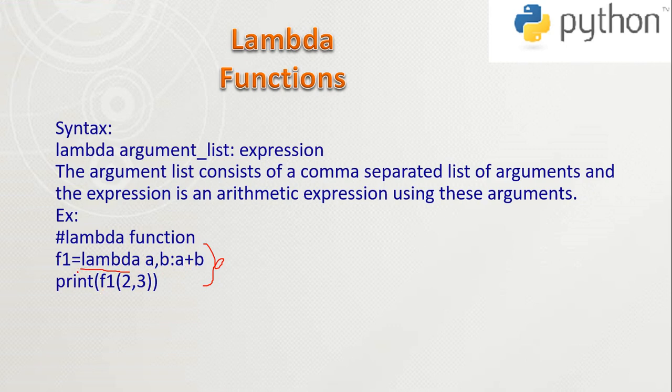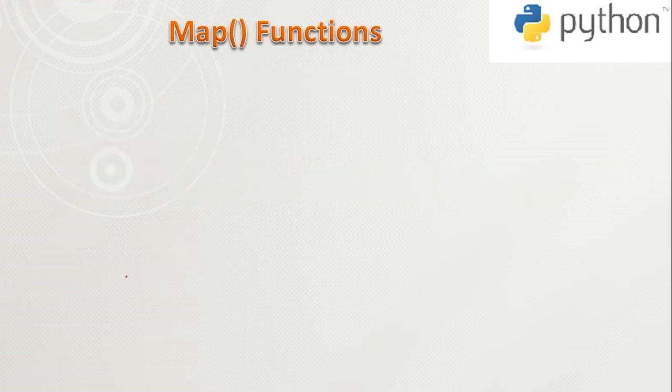Then while calling this, we will call it like a function, but because here I didn't use any def keyword, that's why it is anonymous. So I used only the lambda operator. It is like a mathematical expression. f1 of 2 comma 3, this gives 5.